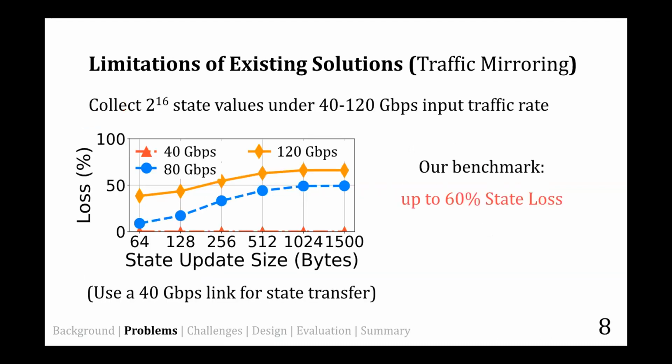To validate our claim, we conduct a benchmark experiment to measure the state loss in traffic mirroring. We establish a simple test bed with one programmable switch directly connected to a server. We use traffic mirroring to collect 2^16 state values from the switch to the control plane via a 14 gigabits per second link. We conduct the experiment under a high input traffic rate, which varies from 14 gigabits per second to 120 gigabits per second. We observe that in the worst case, traffic mirroring loses 60% state values, which makes the state synchronization highly inaccurate.